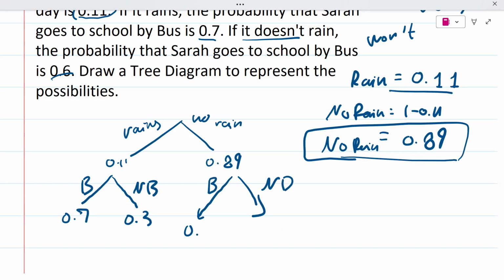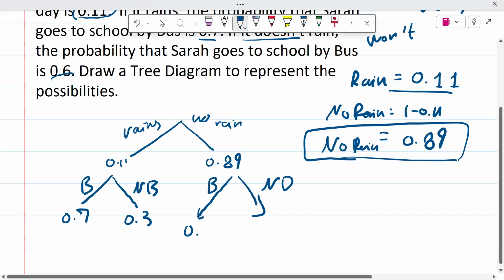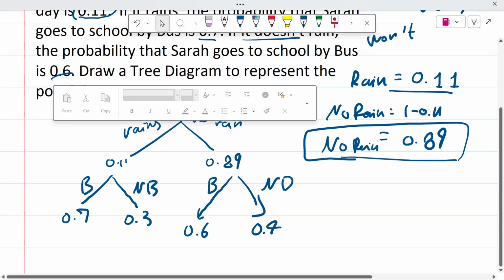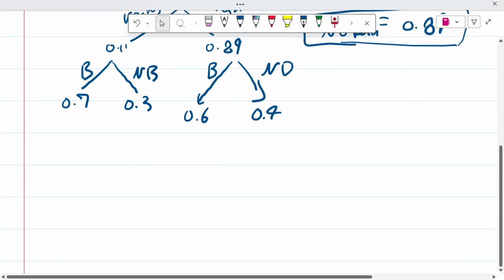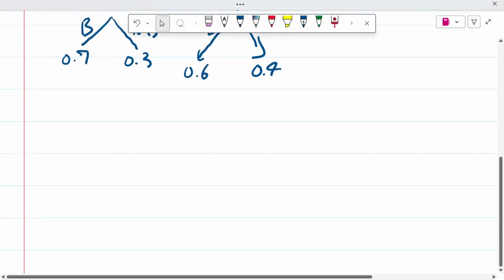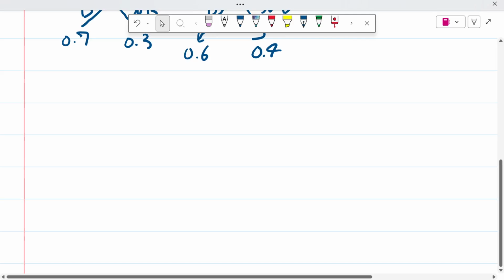Now, if I was to, you know what, let's just keep it the way it is. I'm not going to destroy my entire effort or my hard work, right? If I was to draw it the right way, this is how you draw a tree diagram.